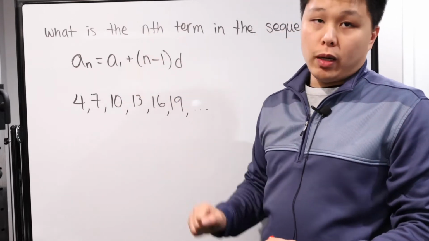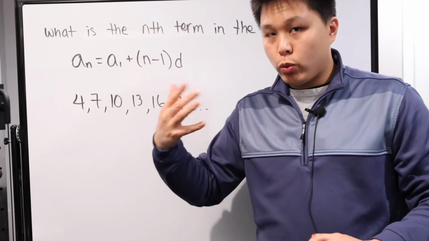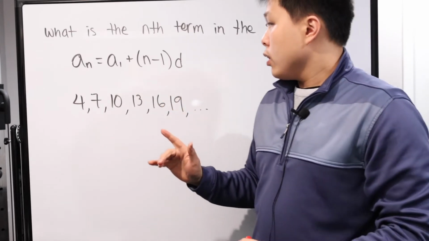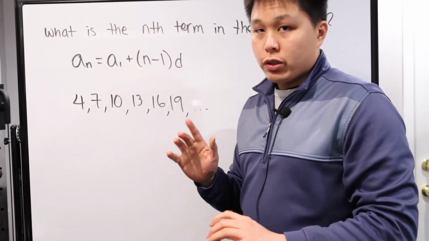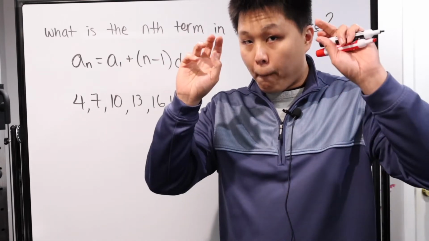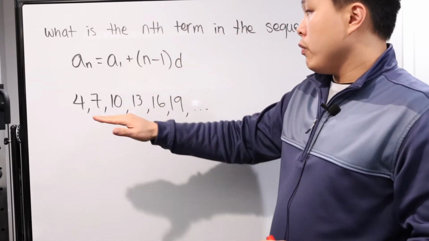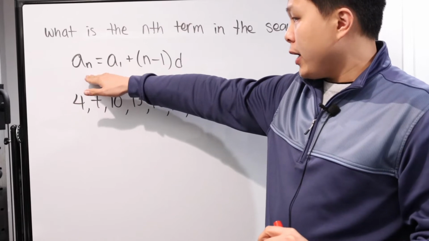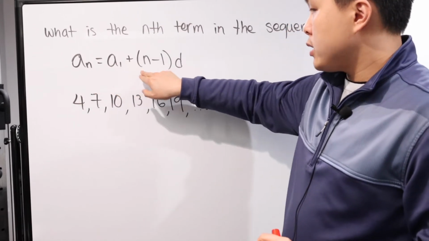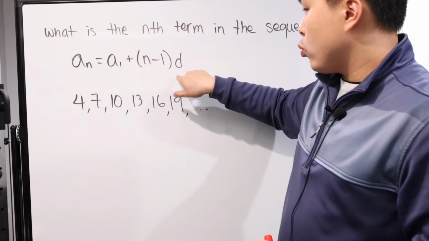Usually they're going to put in some number there. It could be the 5th, 7th, 100th, 1000th, doesn't matter. So when you encounter this, they actually have a formula that you can, quote, memorize to help you solve it. This is the formula: a sub n equals a sub 1 plus parentheses n minus 1 times d.